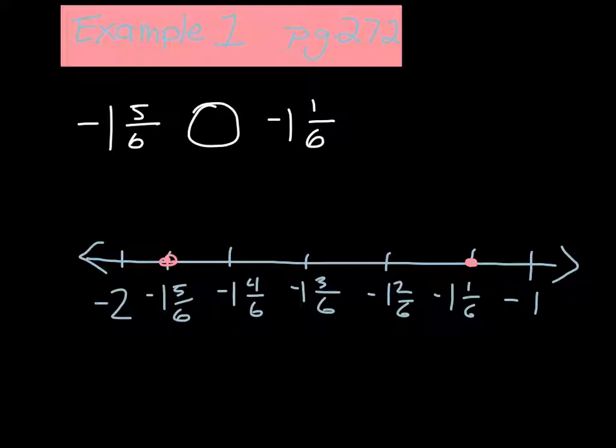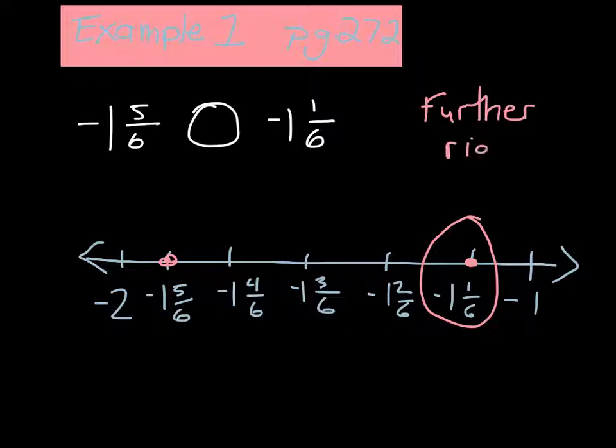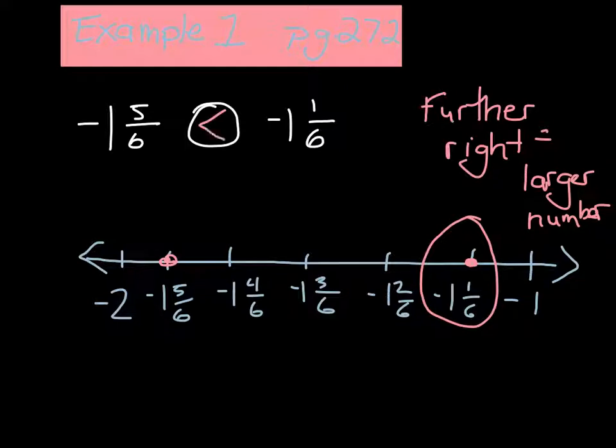So in comparing these two, -1 and 1/6 is my greater number because the farther right you go, the larger your number. The further right equals a larger number. Which means I can put a less than symbol in here, and now my statement reads -1 and 5/6 is less than -1 and 1/6.